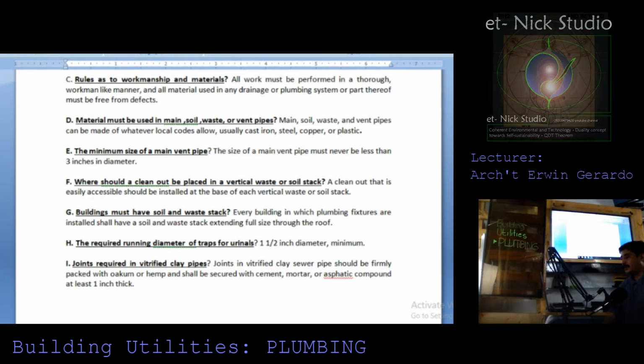Buildings must have a soil and waste stack. Every building in which plumbing fixtures are installed shall have a soil and waste stack extending full size through the roof. So, meaning this is now what we call the vent through roof, or VTR.